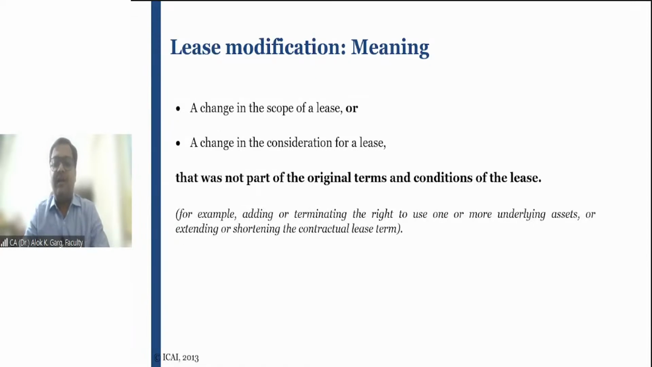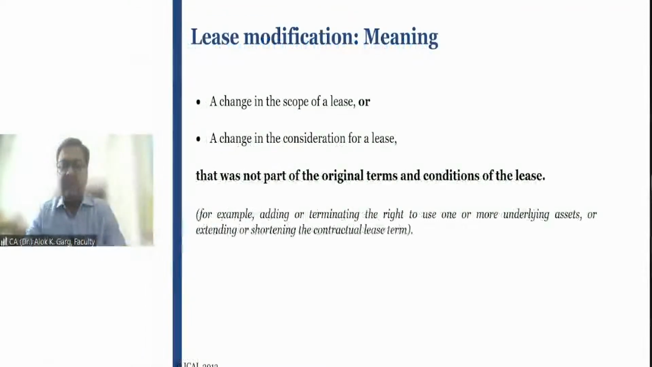What do you understand by modification, friends? Lease modification means, for example, you have entered into a lease on 1st April 2021 for a period of 6 years. So this lease will expire on 31st March 2027.